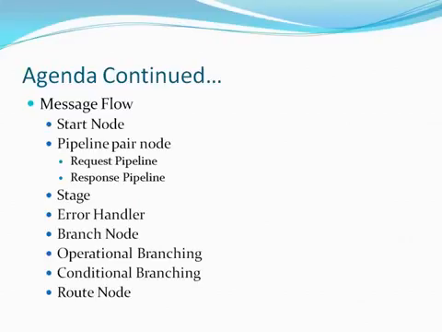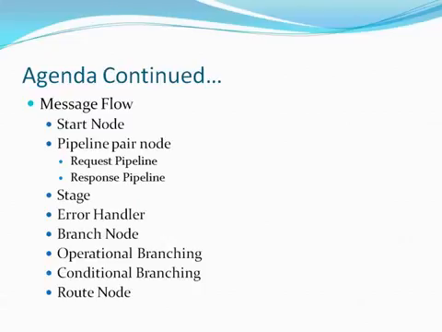So OSB will give you this many features in the message flow. Every proxy service will have a start node. You can define your message flow in two ways. Either you can go for a pipeline pair, or you can go for a route node, or you can go for a combination of pipeline pair plus routing.